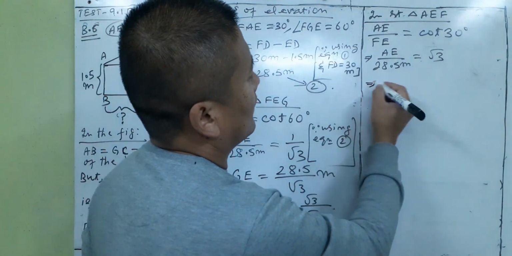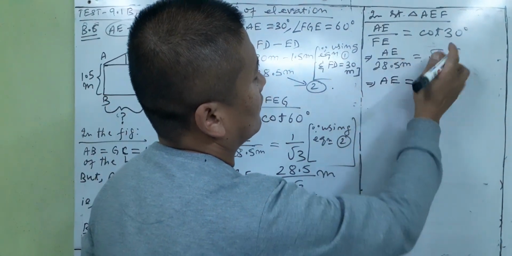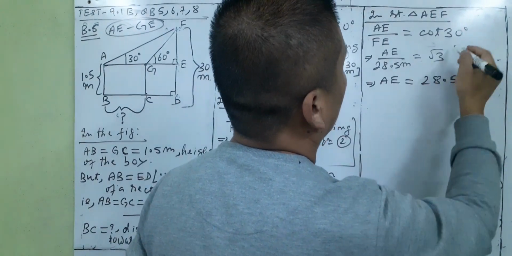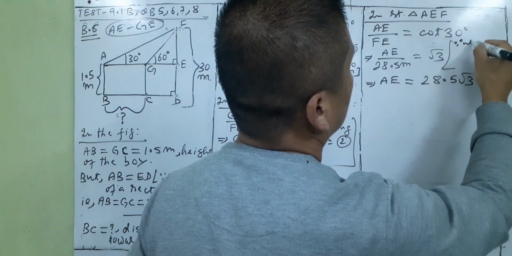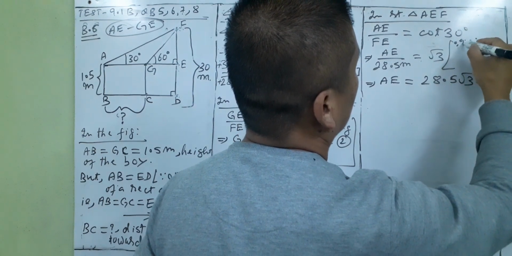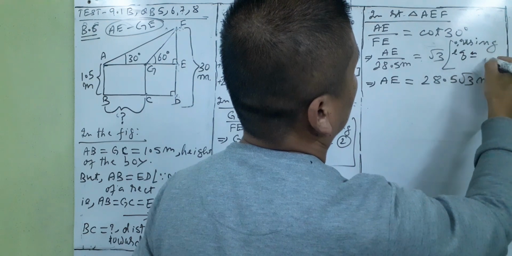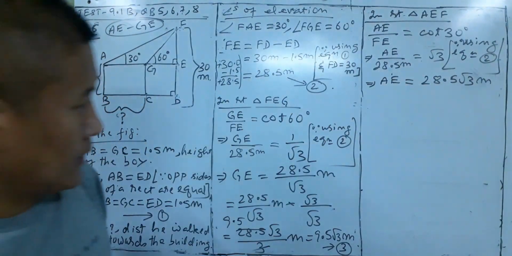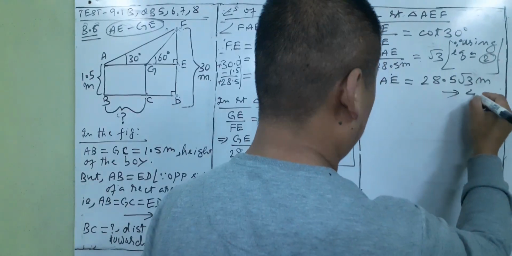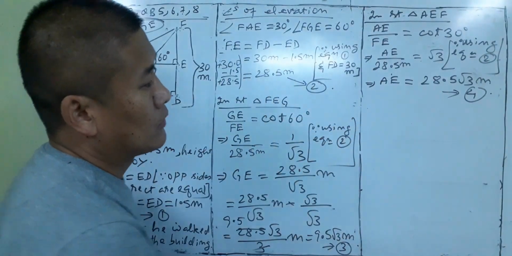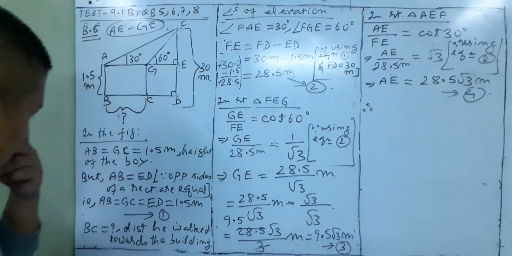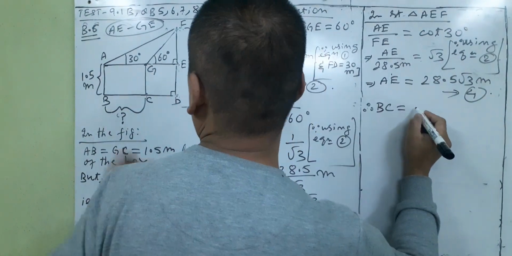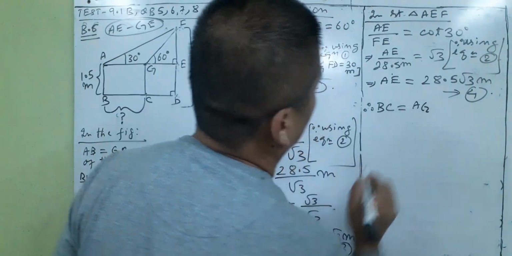So you write this AE without shifting, and shift this denominator, it will go up and multiply, and get 28.5 root 3 meter. And here don't forget to mention again, since using equation number 2, we got this FE value from 2. Then next, let us put this one as equation number 4, following the last one, 3. So now, therefore, just write this required distance BC. So write that BC, you notice is equal to AG. On the diagram, you can see that.